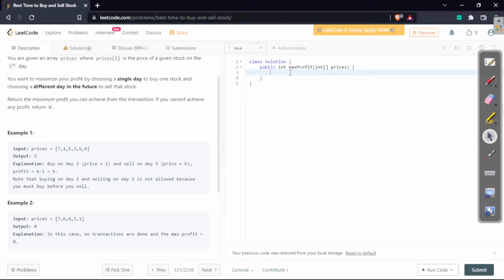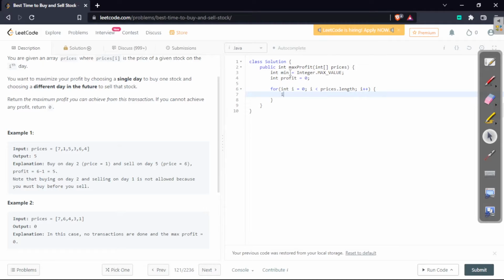So let's see how we can solve this. This is a very simple solution. We need to have a minimum variable where we can hold the minimum value at any given point in the array. The minimum value will start as Integer.MAX_VALUE, and we would have int profit equals 0. Now we will be looping through the array, int i equals 0, i less than prices.length, i++.